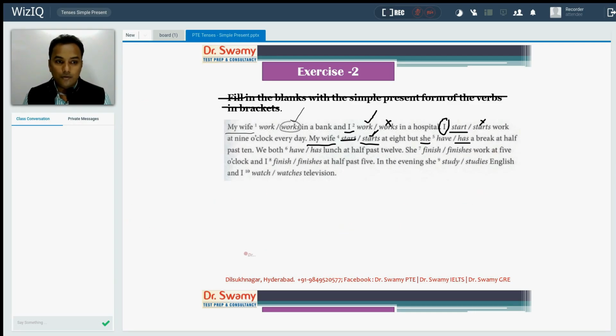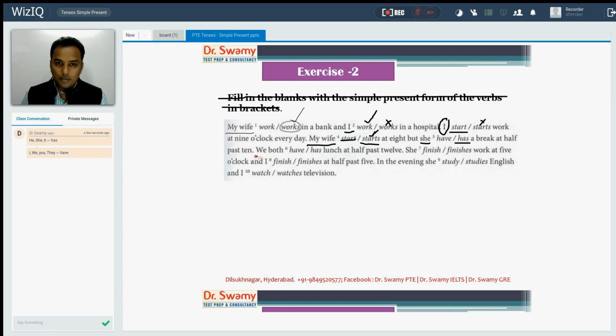For he, you can look at it in the chat box. For he, she, it, you have to use has in simple present tense. For I, we, you, they, you have to add have in the simple present tense. Just have a look at this. Because it is she, you have to add es to the verb.